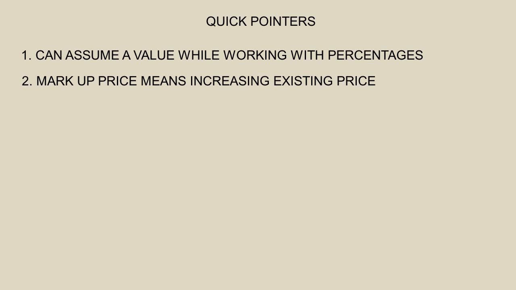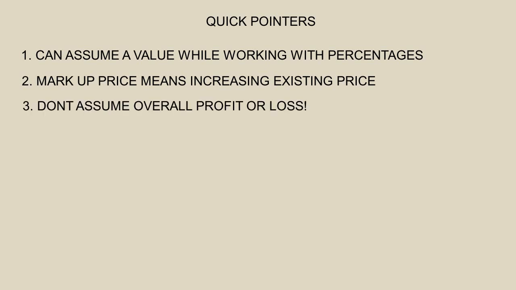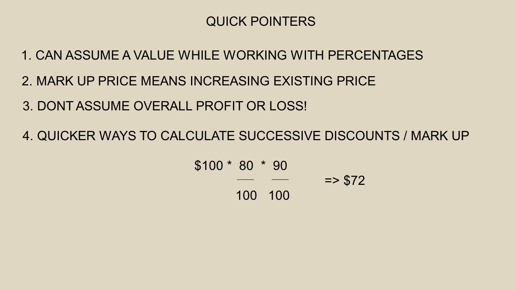Thirdly, don't assume the final profit or loss. Often questions will confuse you by giving some percentages and then giving some values, and it is hard to assess the final profit or loss. Also, like in the last example, there are faster ways to calculate percentages. Instead of breaking up the 20% discount and the 10% discount separately, we could have just done 100 into 80 by 100 for the 20% into 90 by 100 for the 10%, which would also give you the final selling price of $72. This again comes with practice.